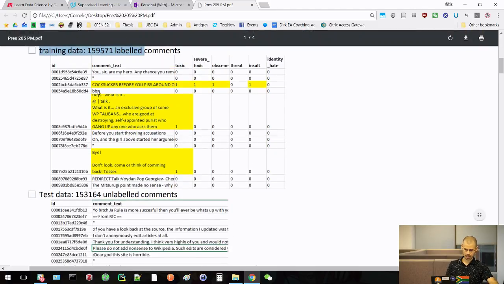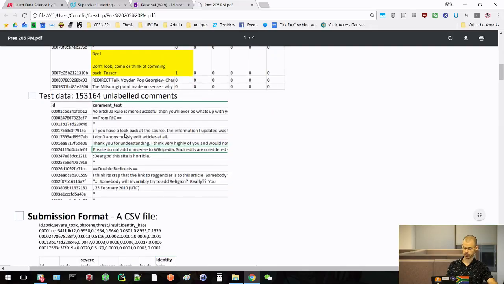So the test data, obviously they don't give you the labels for the test data, otherwise it's pretty similar. You need to provide probabilities for the labels and submit that.